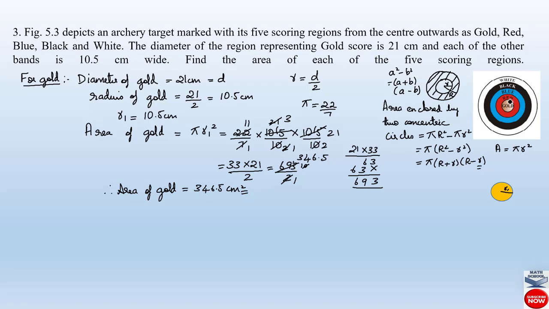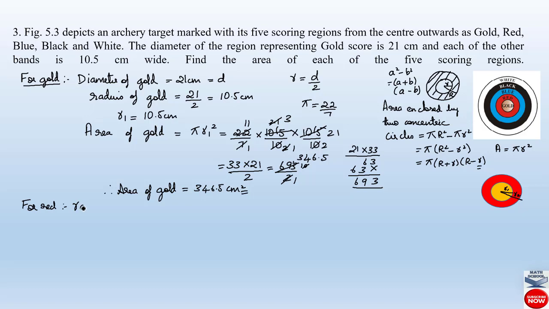Now our second region is the red region, right? For this red region, let us take the radius of the red region to be R2. Now here we have two concentric circles, right? To find the area, we will use this formula: the area enclosed by concentric circles is pi R square minus pi r square, because we have to find the area of the red colored region. So we will apply this formula.